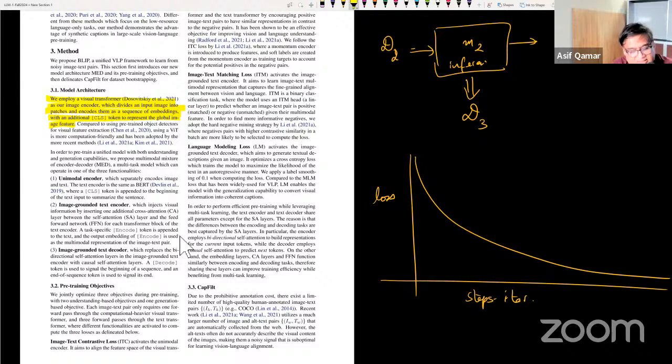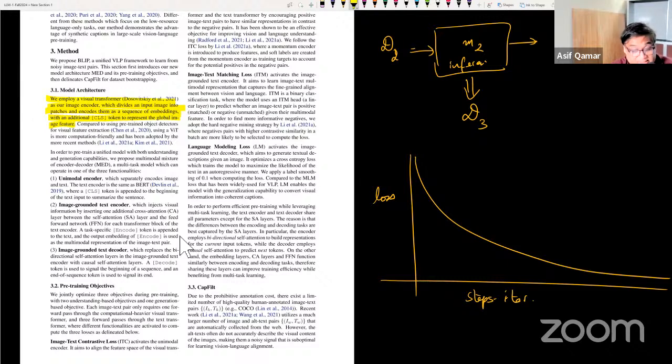So what are the pieces? It has three main pieces. Unimodal encoder, which separately encodes images and text. The text encoder is the same as BERT, right? BERT, where a CLS token is appended to the beginning of the text. Likewise, an image encoder is your basic ViT kind of thing. And then when you throw in the contrastive loss term, basically it becomes CLIP. Right? But okay, let's leave that.